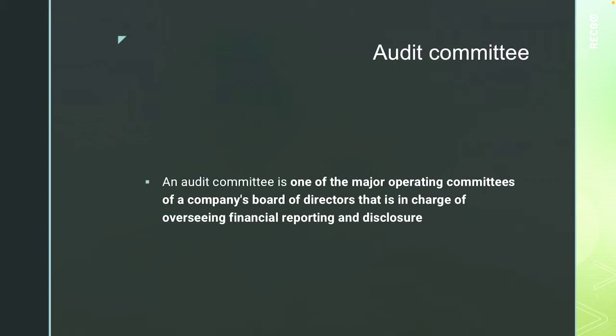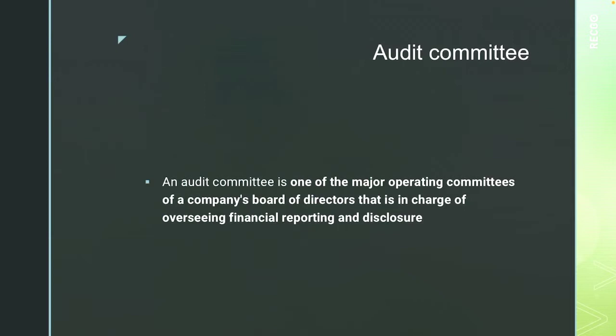An audit committee is one of the major operating committees of a company's board of directors that is in charge of overseeing financial reporting and disclosure. Audit committee is one of the main pillars of the corporate governance mechanism in any company. Corporate governance means that which governs the corporate activities and mechanisms. So audit committee is one of the main important parts of this corporate mechanism in any company, charged with the principal oversight of financial reporting and disclosure.